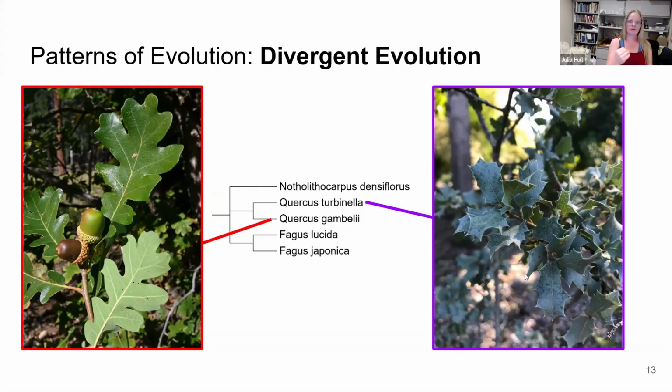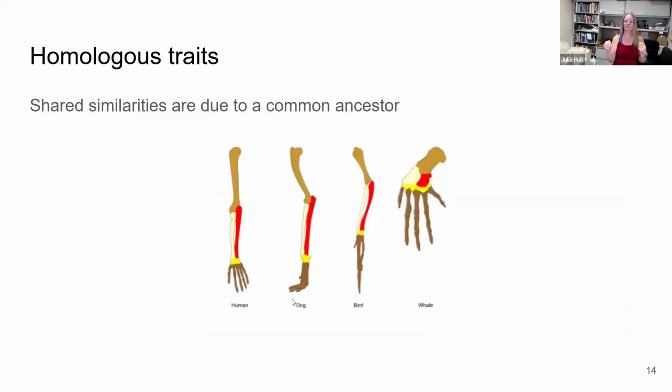The similarities that these two different plant species have is because they share that common ancestor. And so we're going to call those similar traits between these two species homologous traits. These are shared traits, and the reason that they share those traits is because they share ancestry.